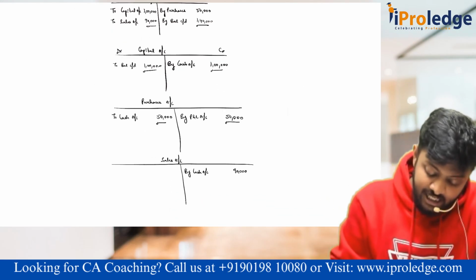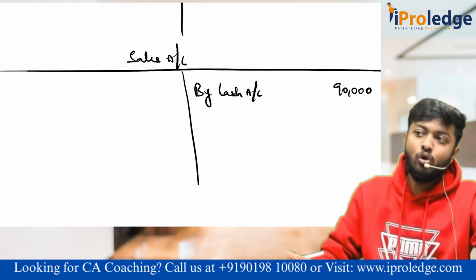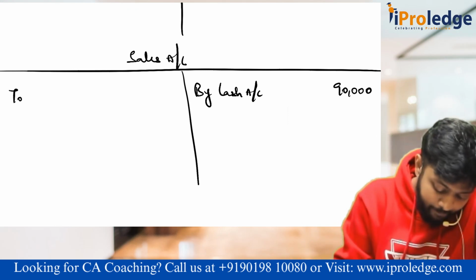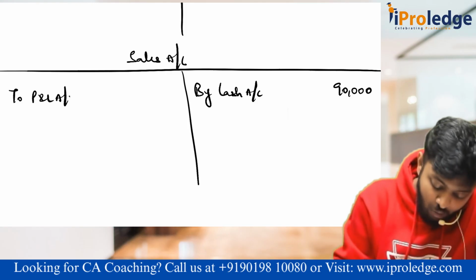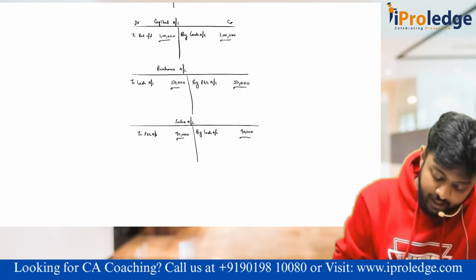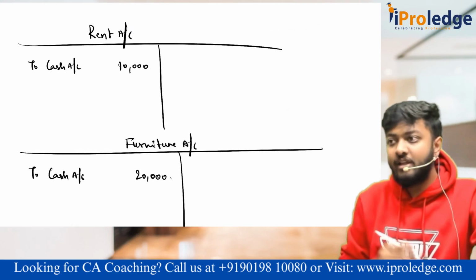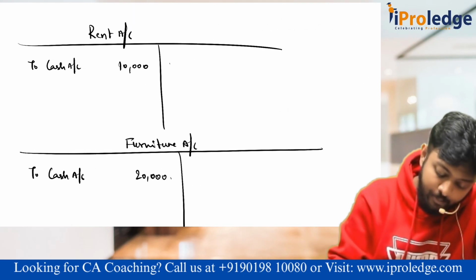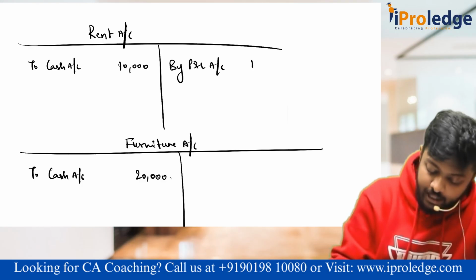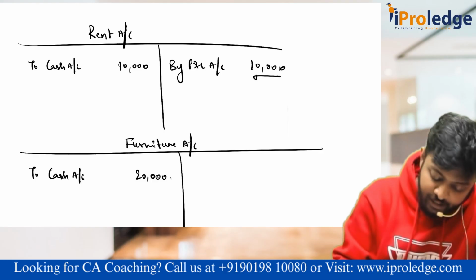Done. Next. Sales is what? Sales is an income. Income should go to the P&L account. So I'll transfer this to the P&L account, 90,000. Done. Next we have rent. Rent is what? Rent is an expense. It should go to the P&L account, 10,000.